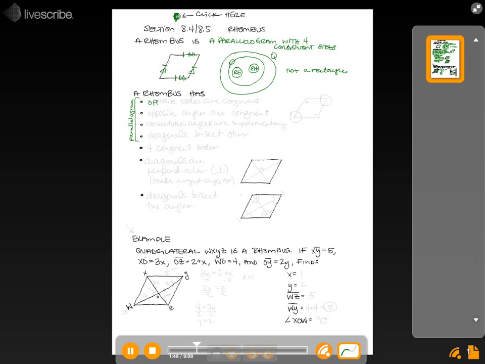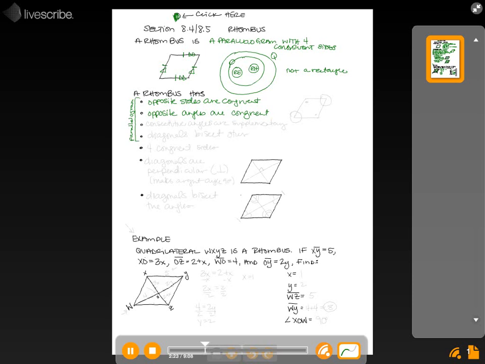First one, opposite sides congruent, which makes sense because all the sides are the same length. So yes, the top and bottom are going to be the same. So are the left and right. They're actually all going to be the same number. But we can make that more general and just say opposite sides are congruent. Second one, opposite angles are congruent. Okay, so the angles across from each other are going to be the same measures.